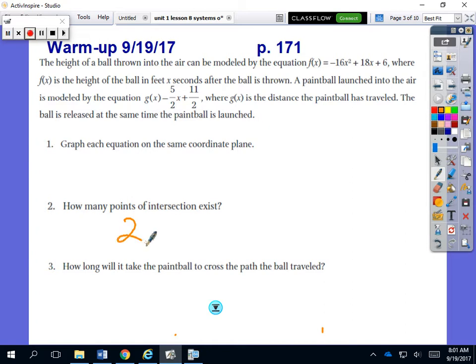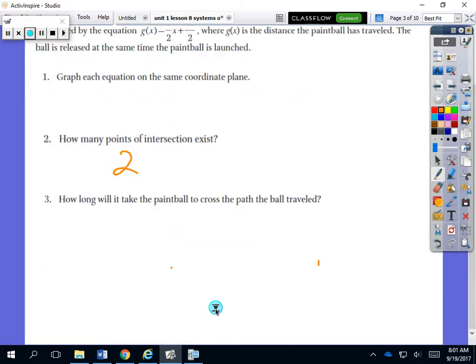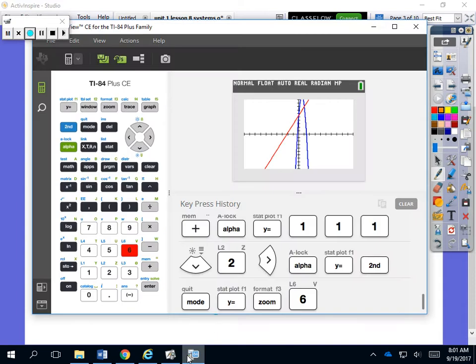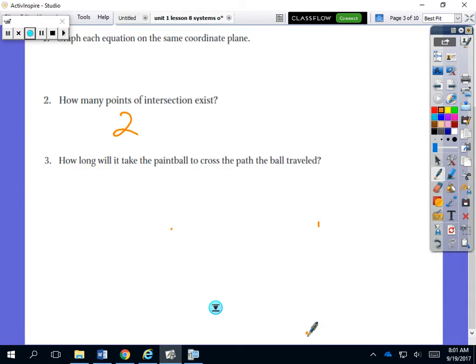How long will it take the paintball to cross the path the ball traveled? Well, if we look at our graph, the paintball hasn't really taken off yet, and so it's going to cross right here at the point 1 and 1, 2, 3, 4, 5, 6, 7, 8, 1, 8. So if my y value is time, it's going to take 8 seconds.